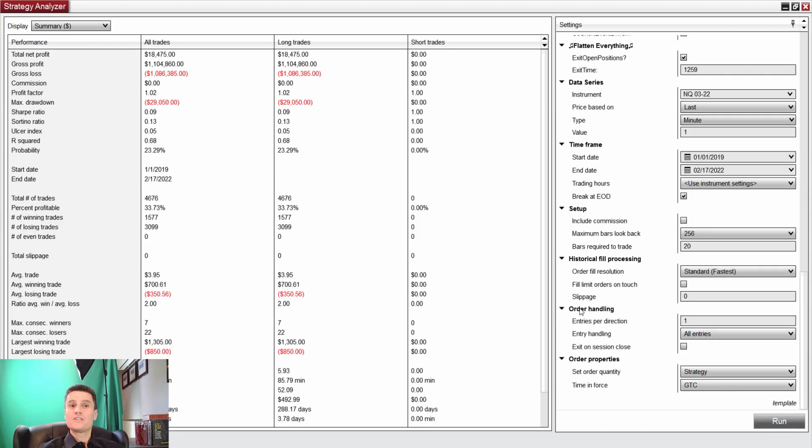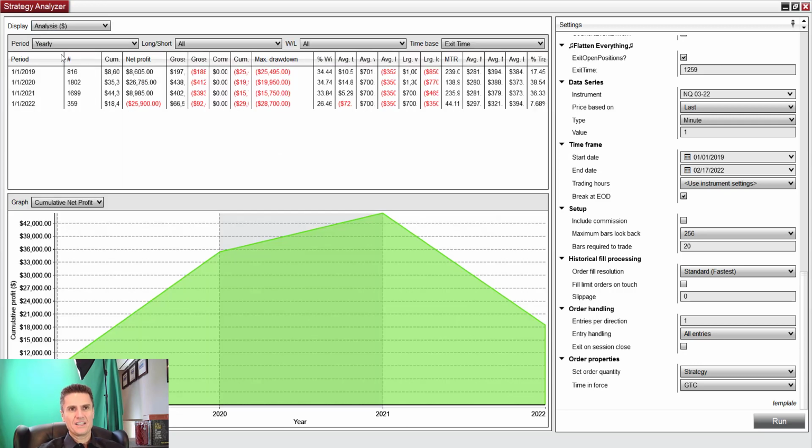All right. So 18,475, 4,676 trades, 33% win rate, which doesn't really matter. I've seen lower percent profitables do much better than this in total net profit. But let's go ahead and check out the analysis.